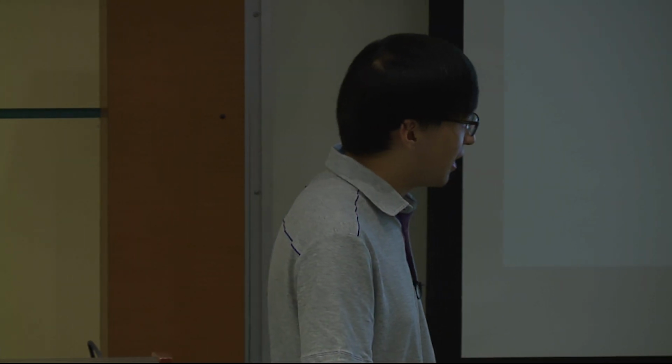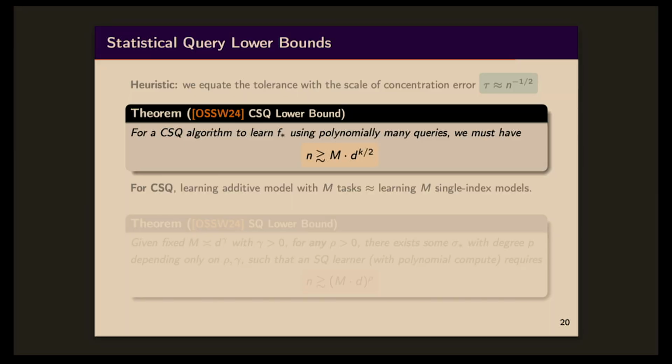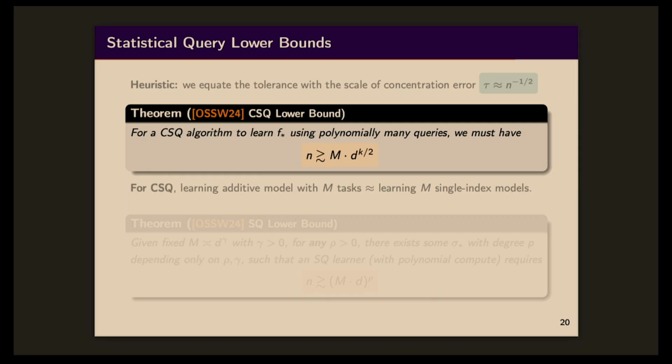This intuition actually aligns with the CSQ lower bound. Okay, so for CSQ lower bound, what we can show is that if you restrict yourself to polynomially many queries, the sample complexity needs to scale with M times d to the k divided by 2. So if you remember, for single index model, the CSQ lower bound is d to the k divided by 2. Okay, so this is M times that. So this means that for CSQ model, if you learn an additive model with M tasks, this is the same as just learning M single index models. Okay. So this is rather intuitive.